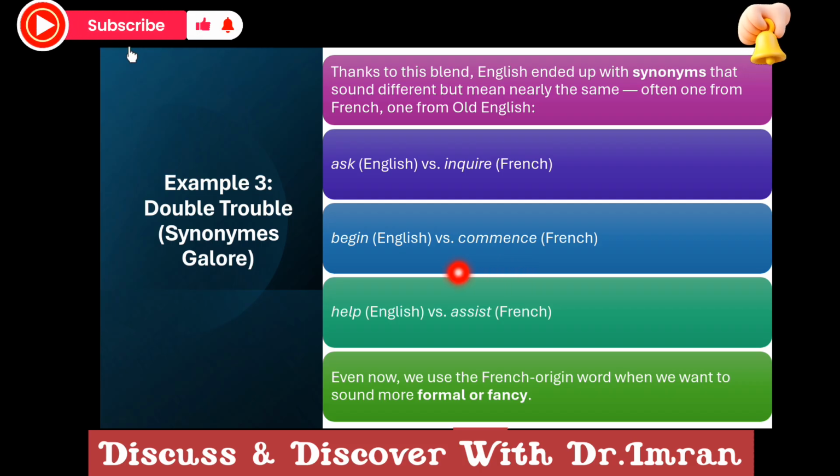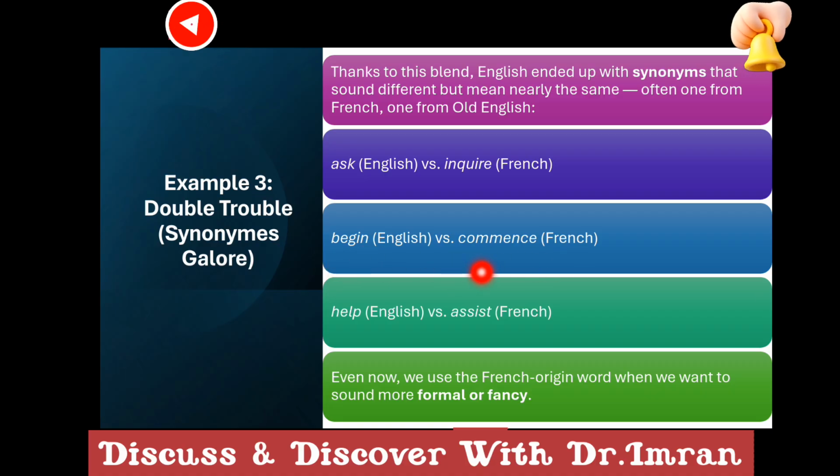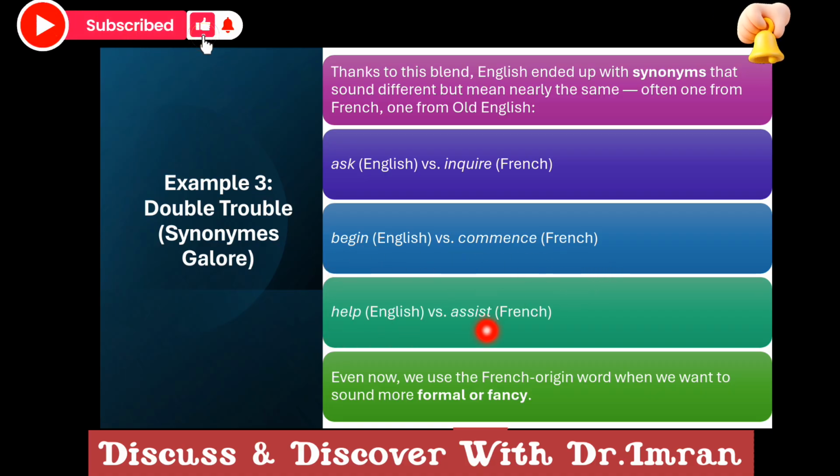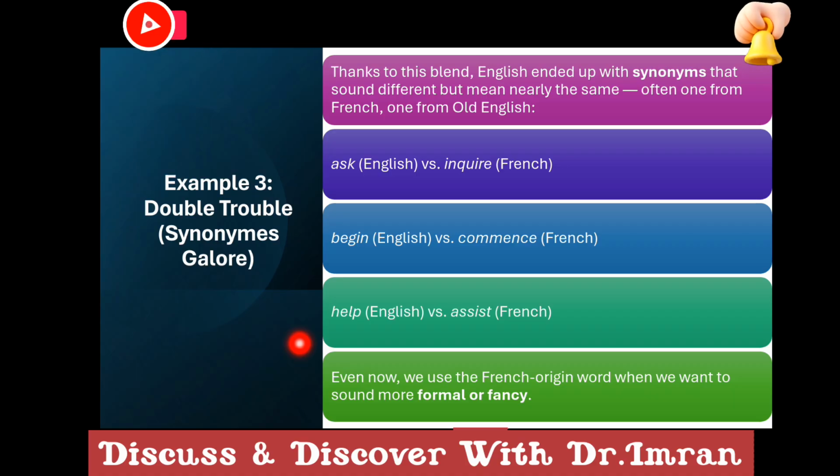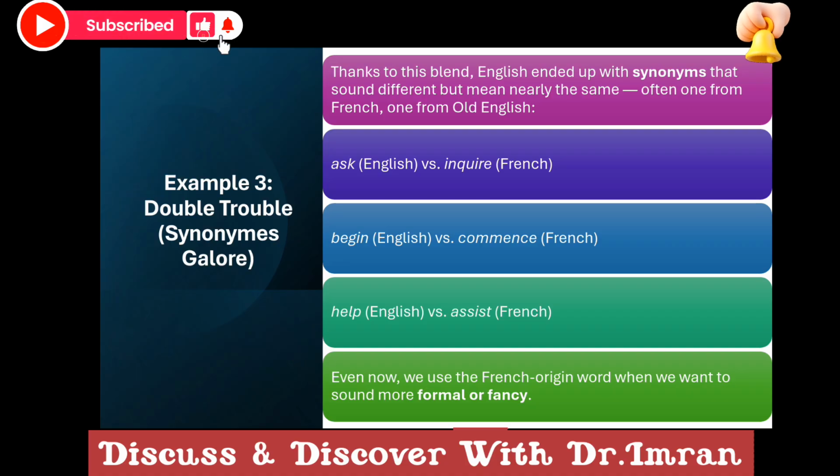Similarly, begin, that's an English word, while commence has origin in the French language. You can see commence and begin, synonyms of each other. We have the English word help, and we have the French one, assist. So these are synonyms of each other. Even now we use the French origin words when we want to sound more formal or fancy.